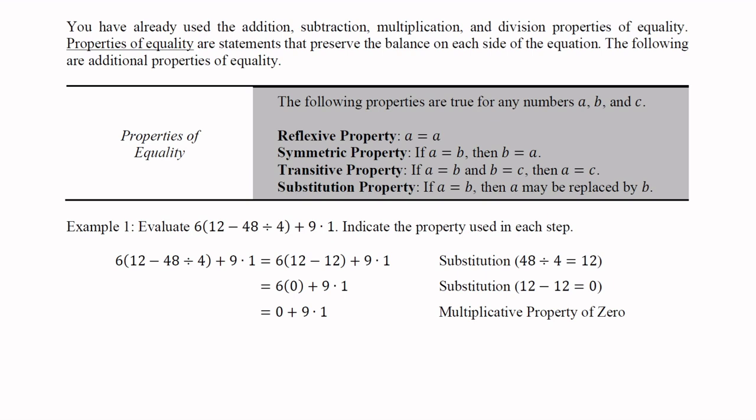Our next step in our order of operations is to do the 9 times 1. That is going to be multiplicative identity, because anything times 1 gives you that number. And then finally, 0 plus 9 is additive identity, because 0 plus any number gives you that number.